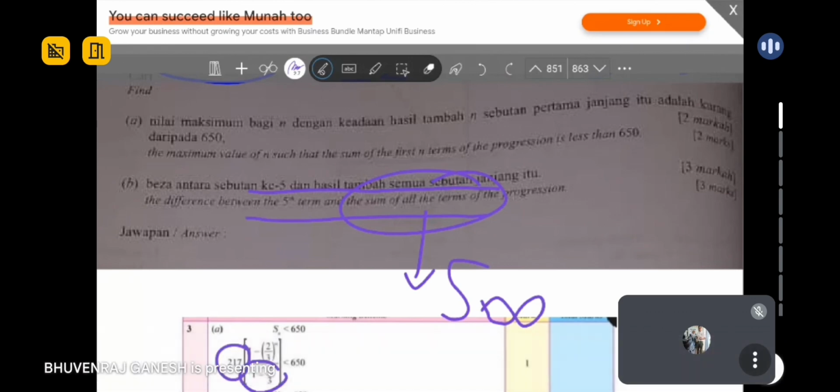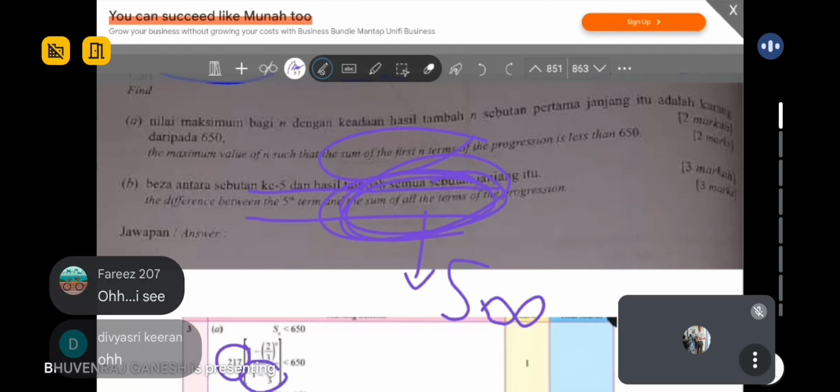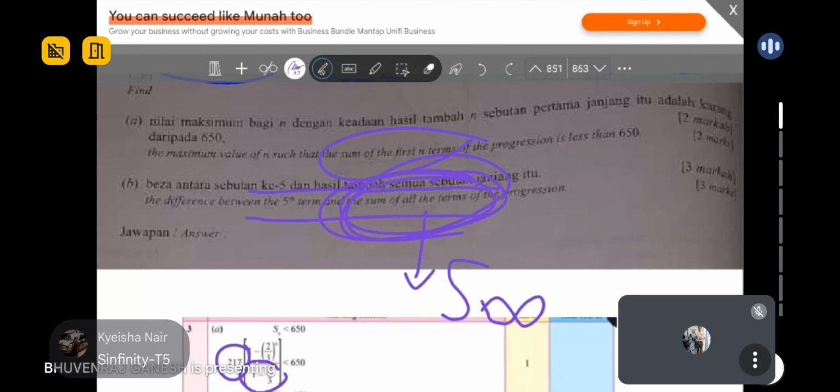Okay? Whenever you see S15, the meaning is sum of first n terms. Okay, hasil tambah sebutan n pertama. Kena ada perkataan pertama tu. Kat sini kamu tak nampak perkataan pertama. Betul? Dalam soalan, you don't see the word first. Very small margin only, but it makes a difference. One word loose, it changes the meaning already. Yes. Okay, so you will use S infinity minus T5.